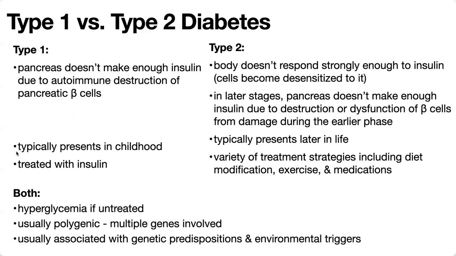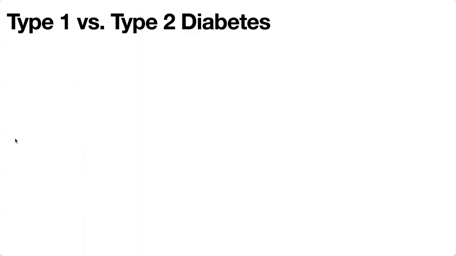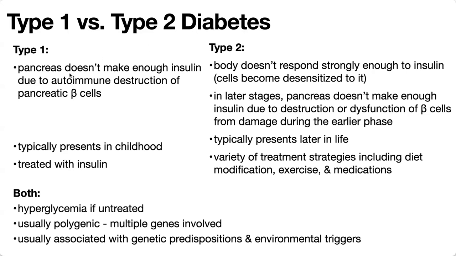Knowing all of that, let's go back and look a little more at the current understanding of these diseases. We'll talk a little about the difference between type 1 and type 2 diabetes. In type 1, the pancreas doesn't make enough insulin due to autoimmune destruction of the pancreatic beta cells. Sometimes a single mutation is known to cause the disease, but often it's polygenic.